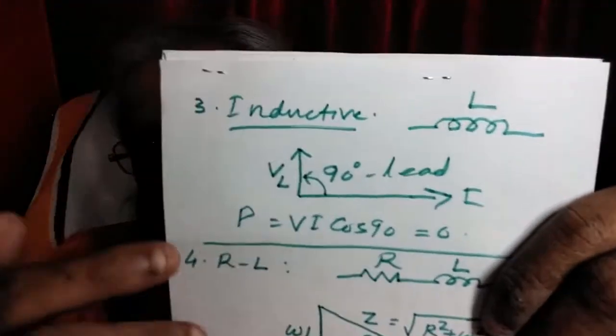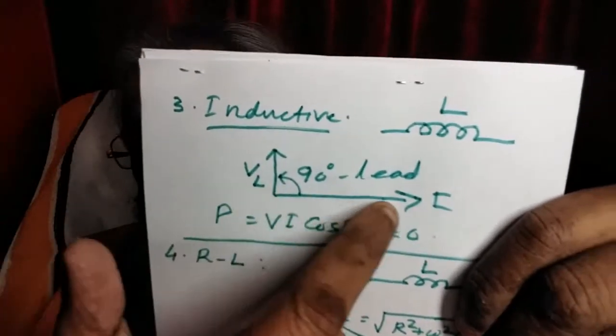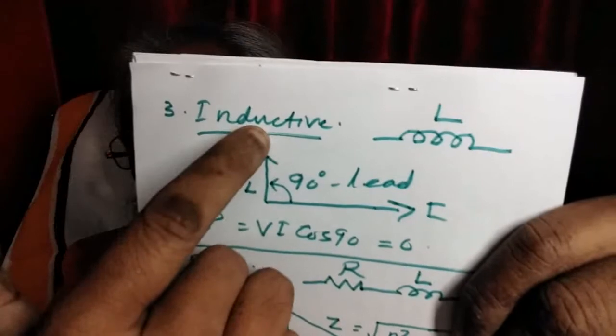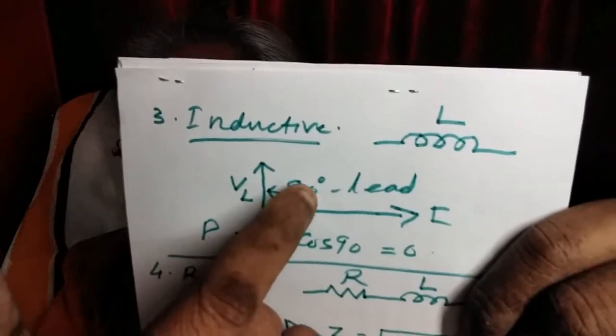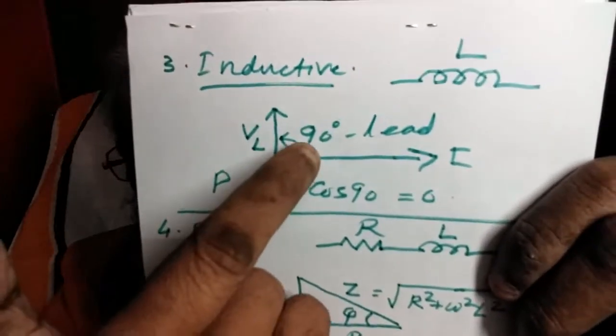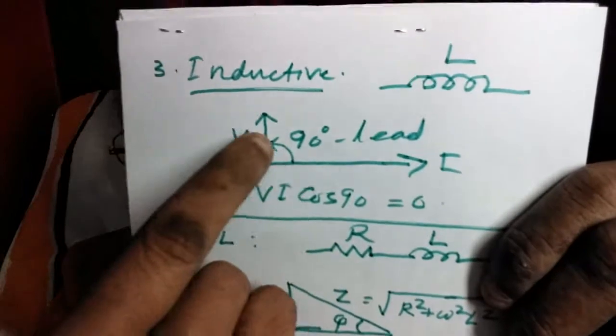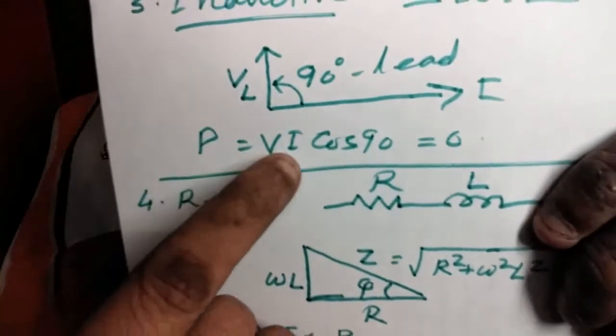And next is inductive circuit. In coil, current lags behind applied voltage, or voltage leads on current by 90 degree. We have seen all these things in earlier postings. So here also, phase difference between current and voltage is 90 degree. So P equals VI cos 90. So inductance coil also consumes no power. It is a wattless element in AC circuits. So both capacitor and inductance coil do not consume any electric power when they work in the circuit.